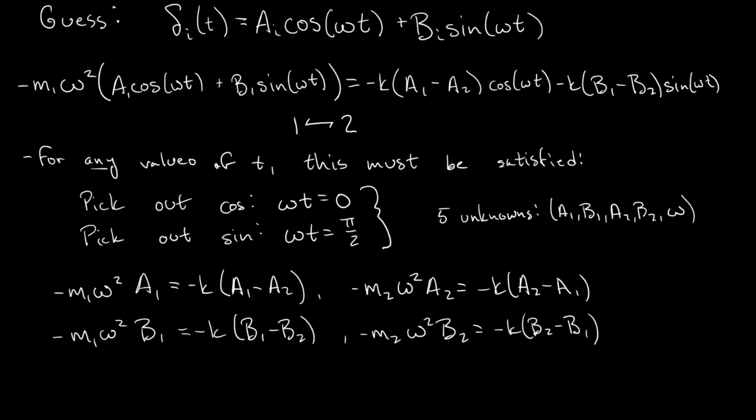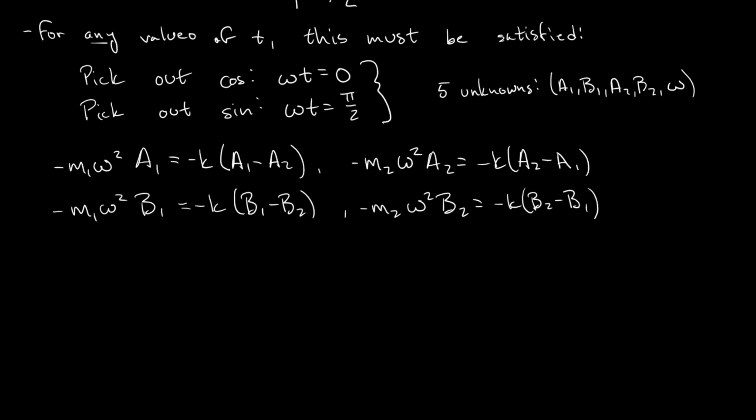So without boring you too much with the actual math of just cranking through and solving these equations, it turns out that there are extra redundancies in this, so we can't even solve for 4 of our unknowns from this. But what we can do is solve for either A1 or A2, B1 or B2, and omega. So we can fix 3 things at least.